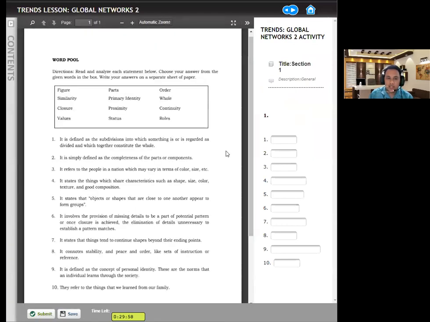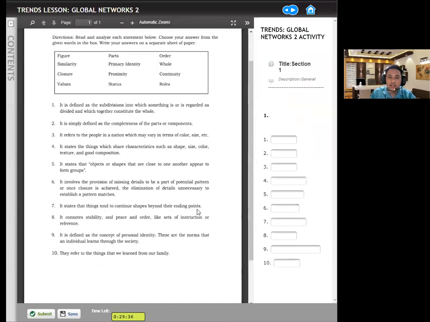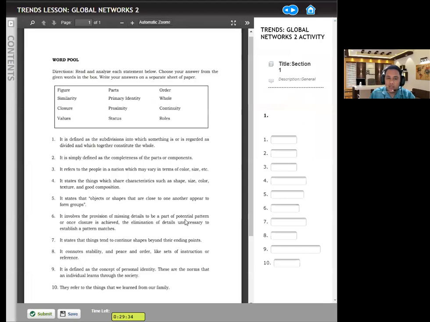Magbibigay lang ako instruction pero madali lang naman yan. Read and analyze each statement below. Choose your answer from the given words in the box. So meaning dito lang po kayo mamimili ng isasagot. We do have here 12 choices, but we have 10 items only. Meaning dalawa ang wala doon sa pagpipilian, ang hindi nyo isasagot.